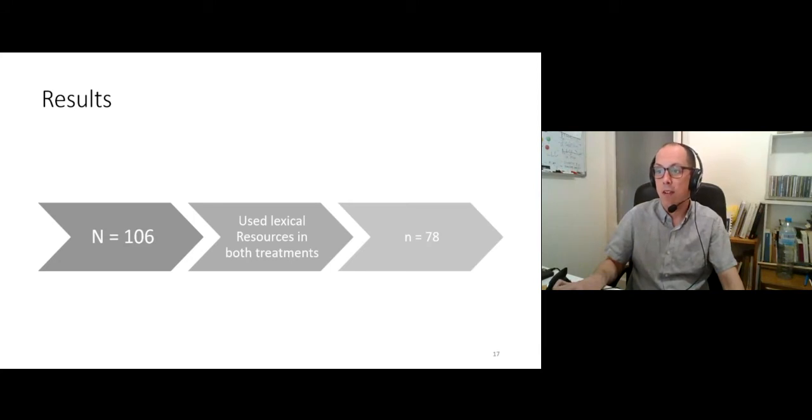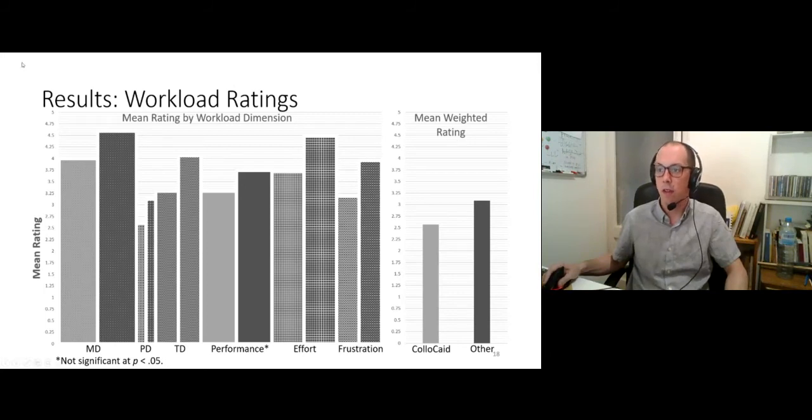So now to the results. Well, 106 students took part in the study, but filtering for those who used lexical resources in both treatments leaves us with only 78. Let's take a look at the results. Collocate is represented by the lighter bars on the left, while the darker bars on the right represent the other tools. The lower the score, the better, the lower the workload.